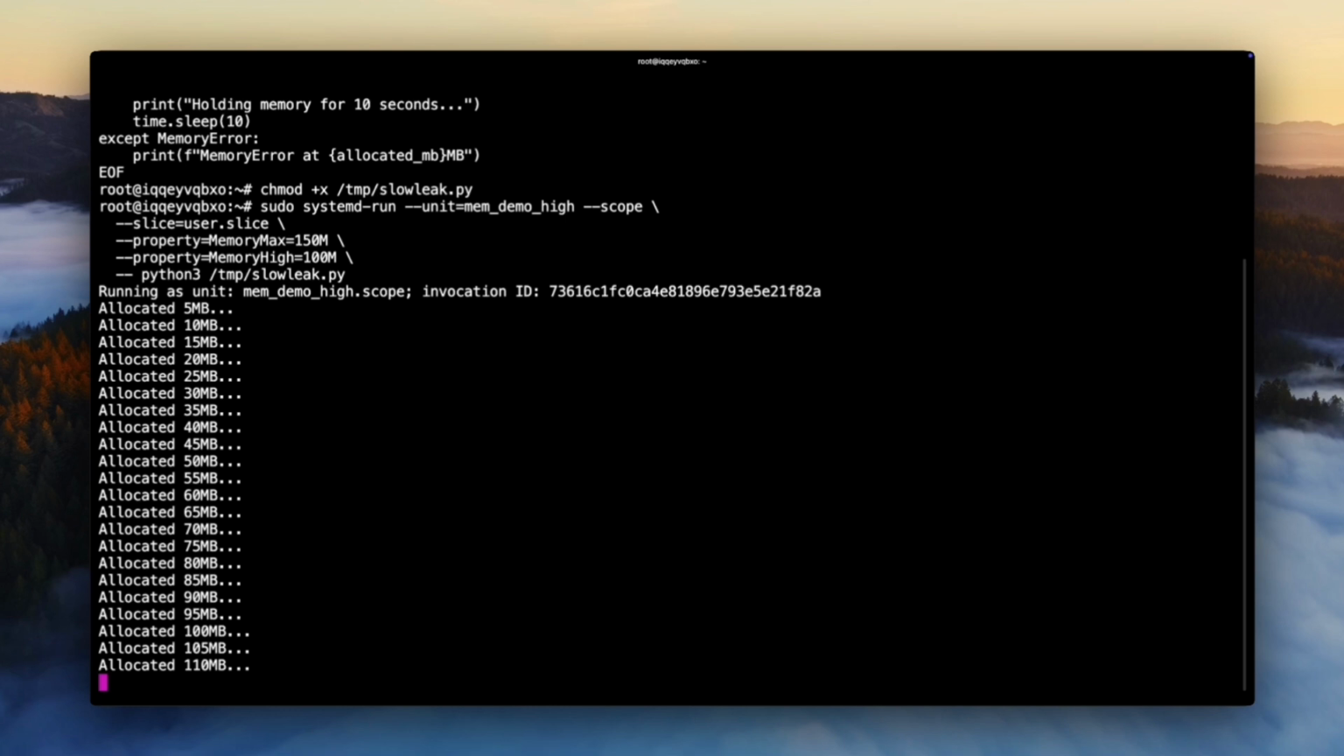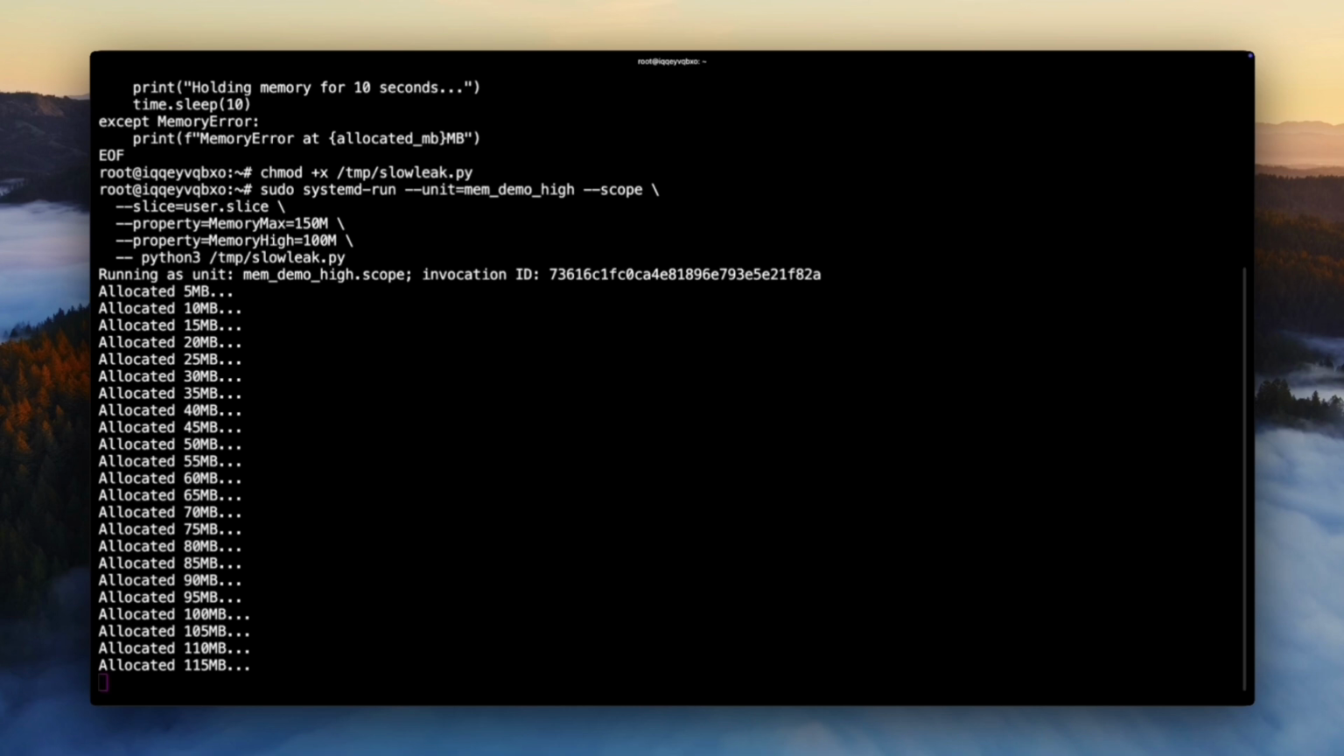Instead, it throttles allocations, makes them slower, and the process can still allocate up to memory.max, 150 megabytes, but with a performance penalty. And allocations take longer after crossing memory.high. And this is proactive pressure management, not reactive killing.